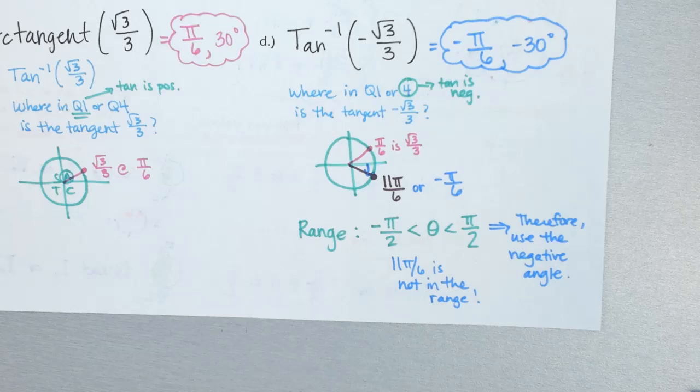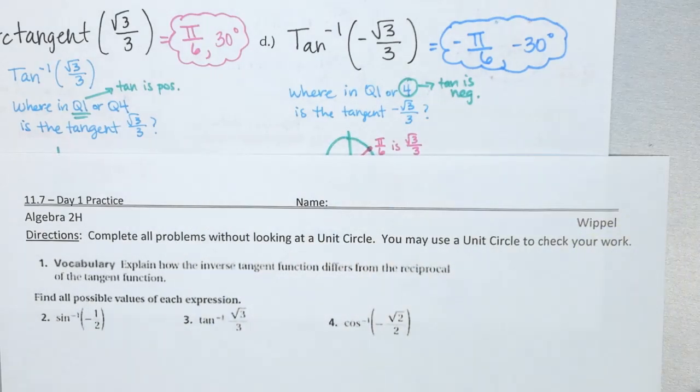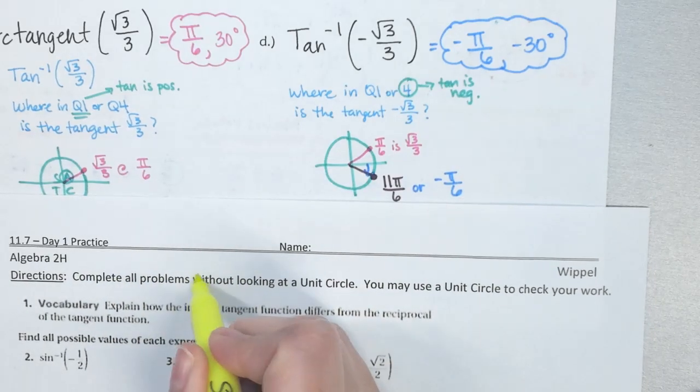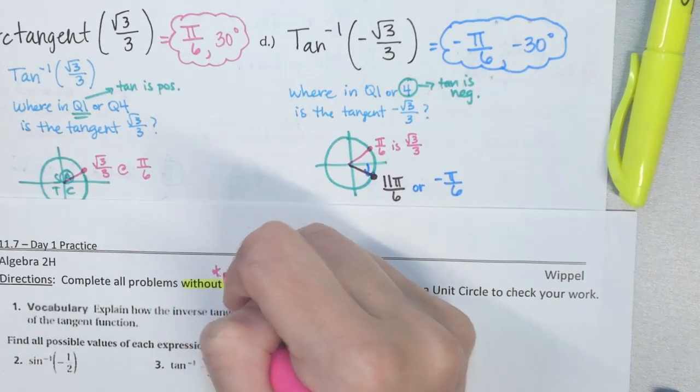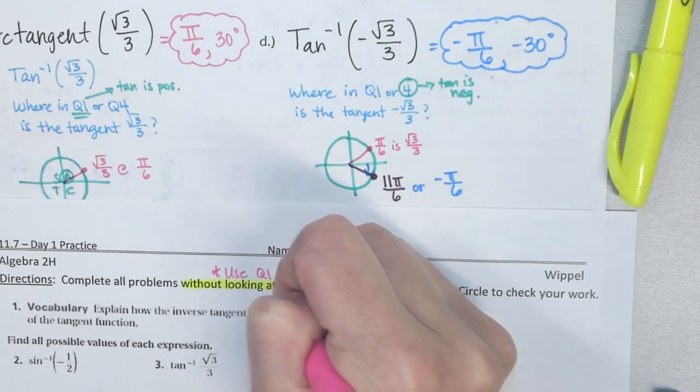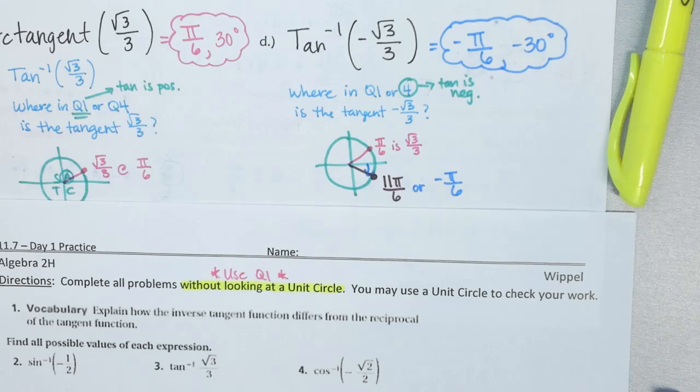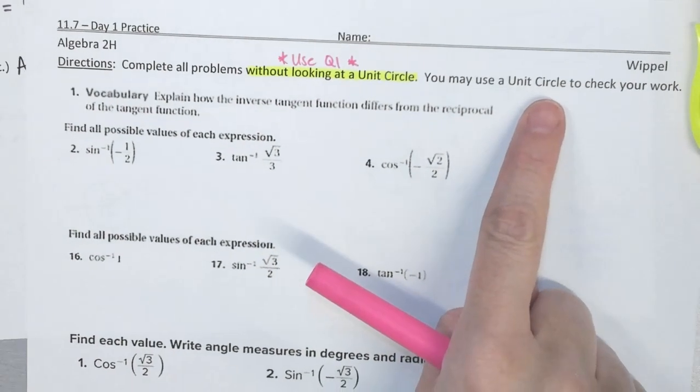Okay, and then your practice for tonight, it says complete all problems without looking at the unit circle. And you can use your quadrant 1. Okay, so when it says complete it without looking at the unit circle, you can use the Q1 that we made today, or last week. Okay, and then you can use your unit circle to check your work.